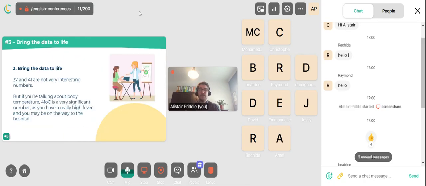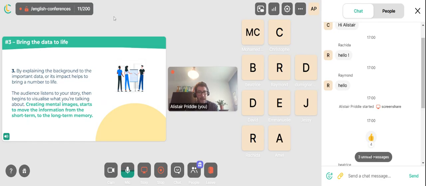Okay, now our third tip is to bring the data to life. 37 and 41 are not very interesting numbers. But if you're talking about body temperature, 41 degrees Celsius is a very significant number as you have a really high fever and you may be on the way to the hospital. So on their own, numbers are not very interesting. But if we put the number into context and bring the number to life, it is more interesting.